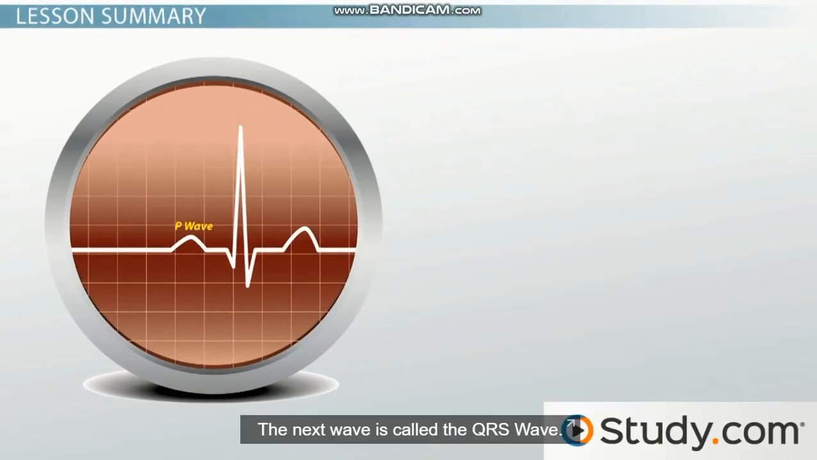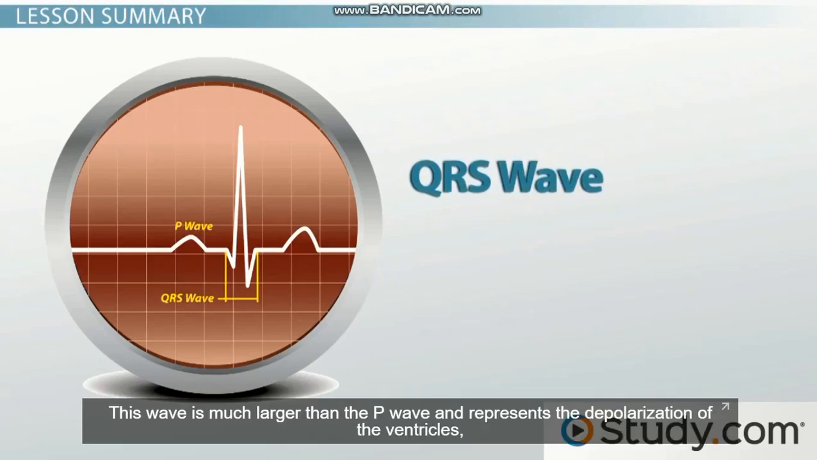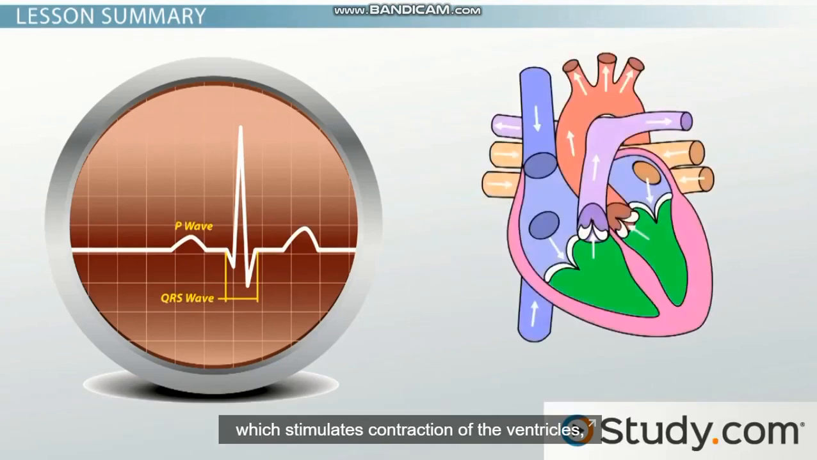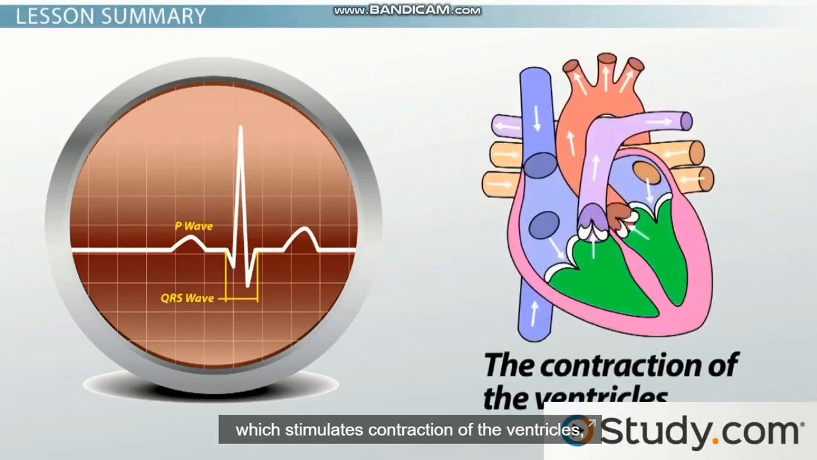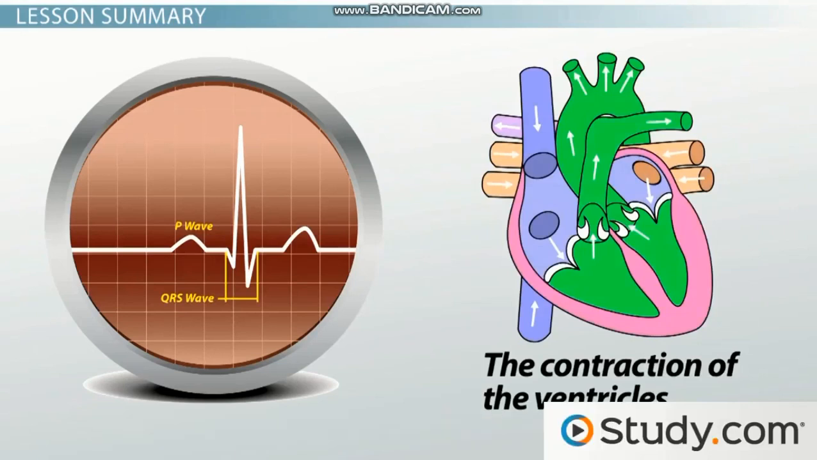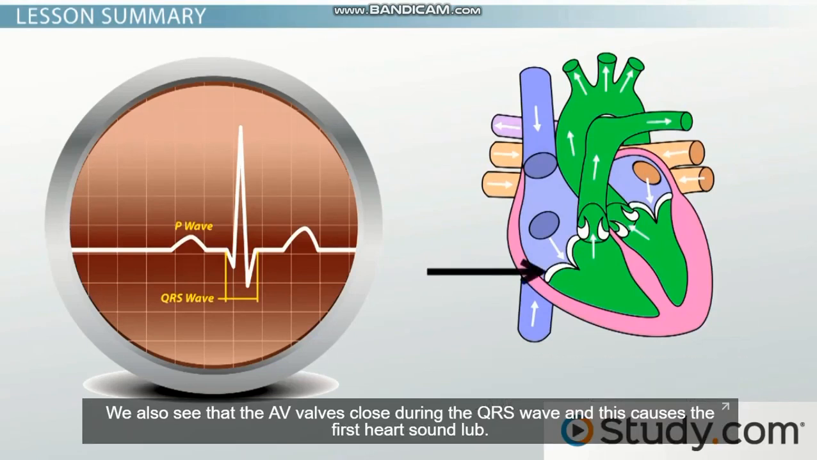The next wave is called the QRS wave. This wave is much larger than the P wave, and it represents the depolarization of the ventricles. This in turn stimulates contraction of the ventricles and ejection of blood from the ventricles to the large arteries leaving the heart. So you can think of the QRS wave as representing ventricular systole. We also see that the AV valves close during the QRS wave, and this causes the first heart sound, lub.